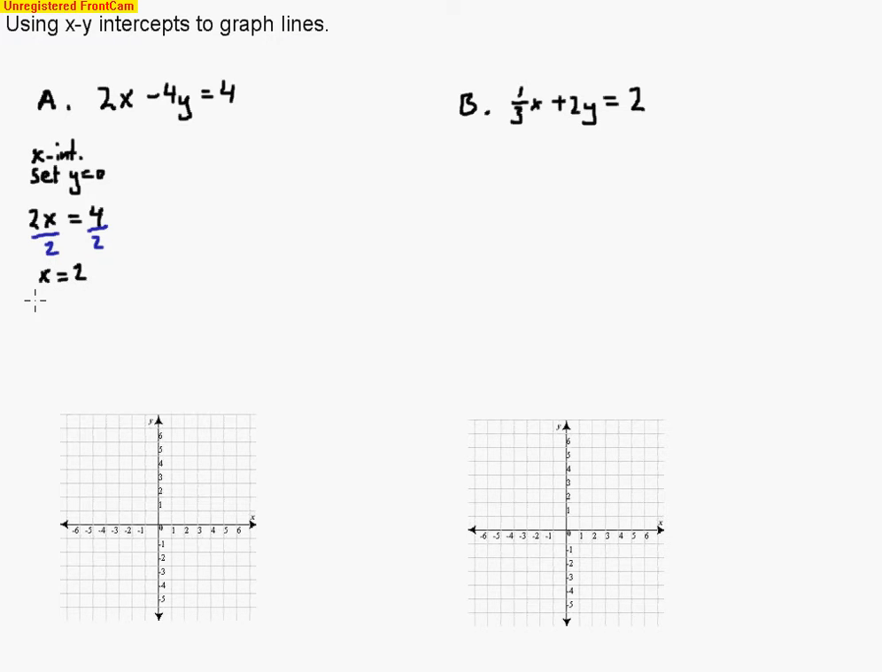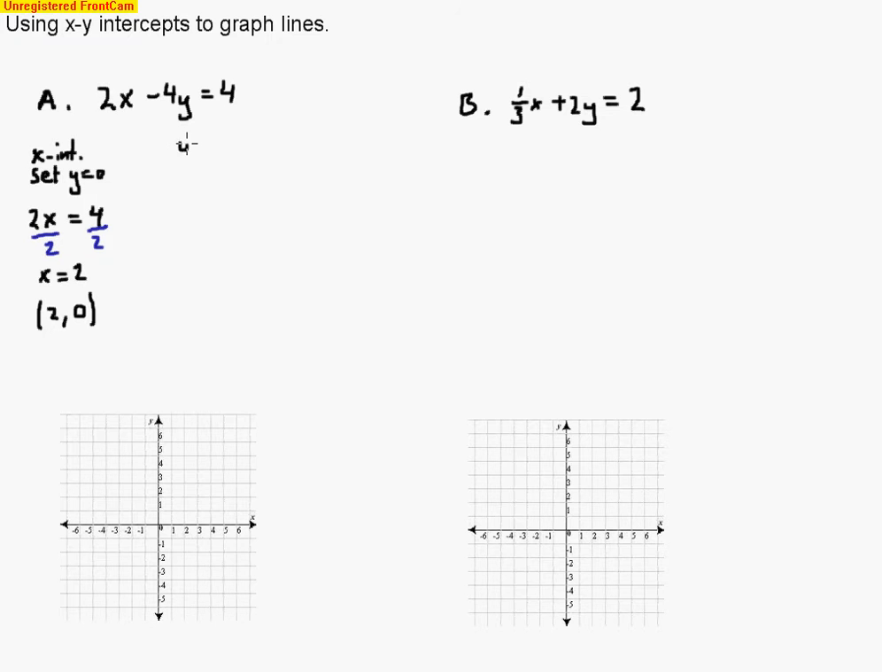And now we can write the ordered pair for that. Remember, we set y equal to 0. That's why this term's no longer there. And we got x equals 2. So we can write that ordered pair as (2, 0). So now we have to find the y-intercept.